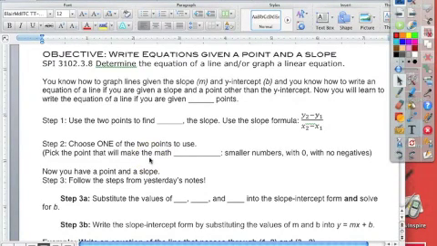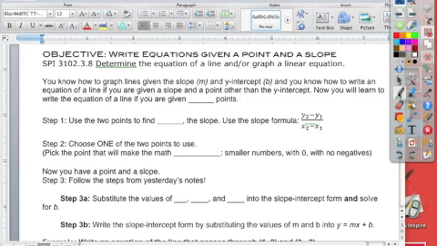All right, today we're working on writing equations given a point and the slope. Our SPI is to determine if the equation of a line or graph is linear. What we already learned is that we know how to graph lines given the slope and the y-intercept. So if we're given m and b, we know how to graph that. And you know how to write an equation of a line if you're given the slope and a point other than the y-intercept. Now you learn how to write an equation if you're simply given 2 points.